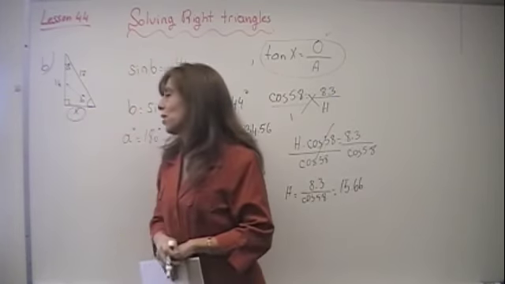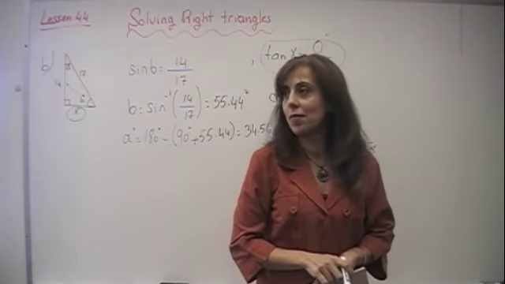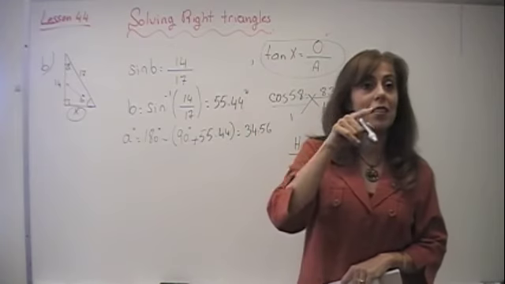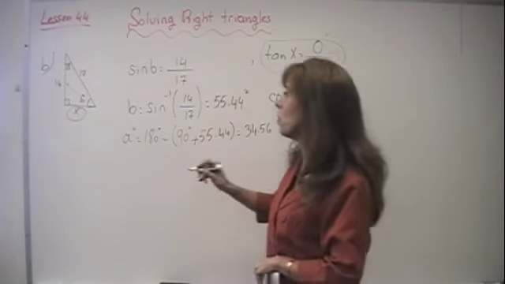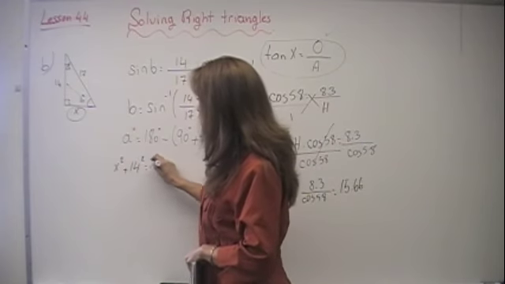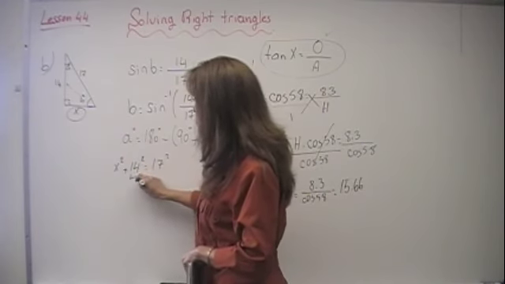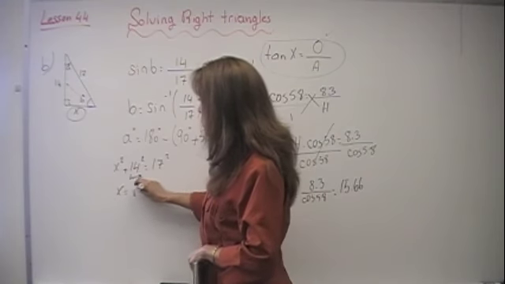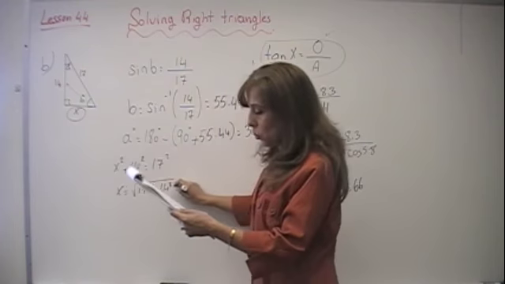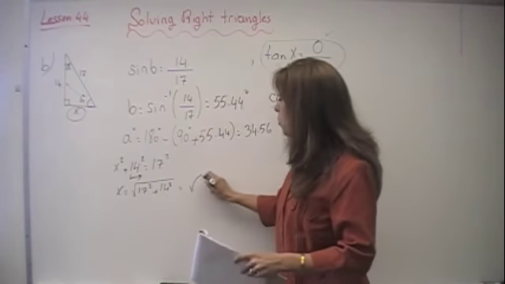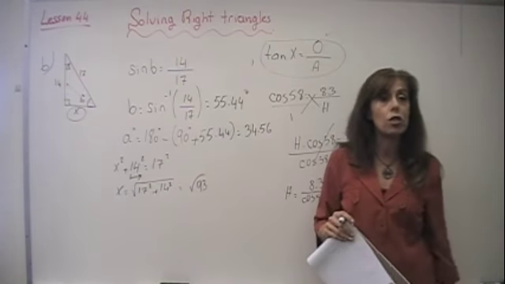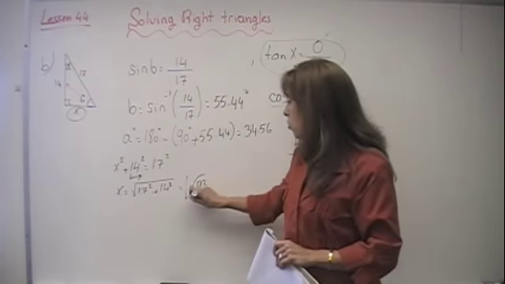I'm still looking for x. Any ideas? Something very simple. You don't have to use sine or cosine. Go ahead. A squared plus B squared equals c squared. Very good, the Pythagorean theorem. I can apply it here. X squared plus 14 squared equals 17 squared. Move the 14 squared to the other side, so x will be the square root of 17 squared minus 14 squared, and that will be the square root of 93, where 93 is not a perfect square, so I cannot simplify it. Leave it in radical form.